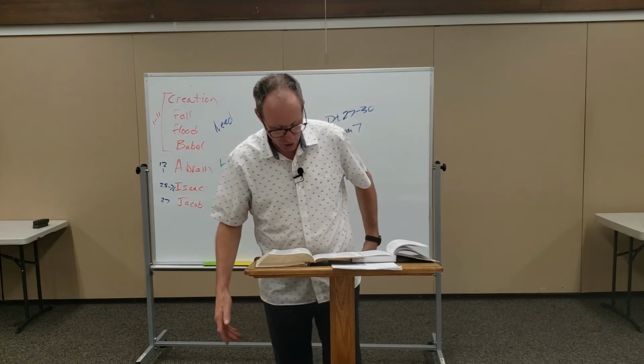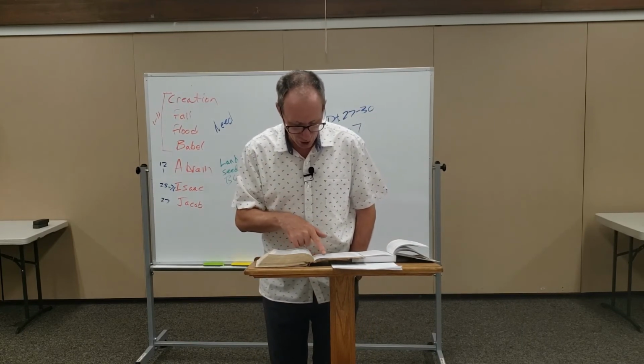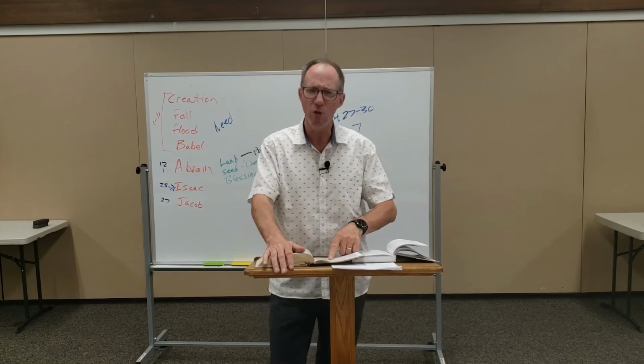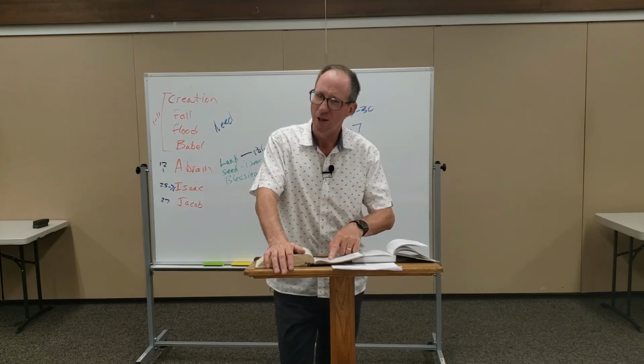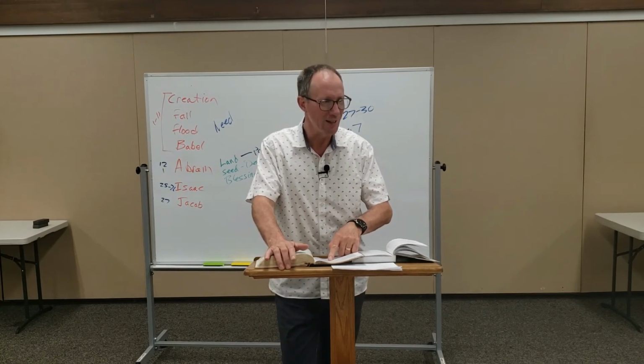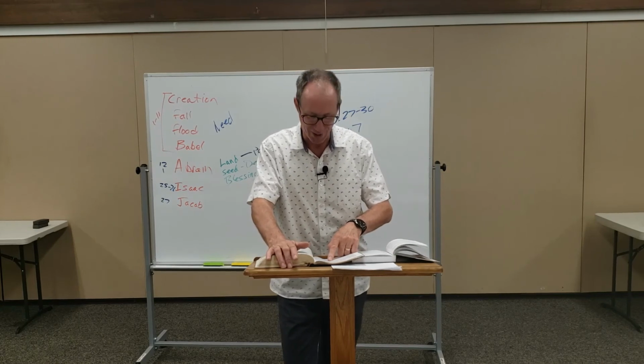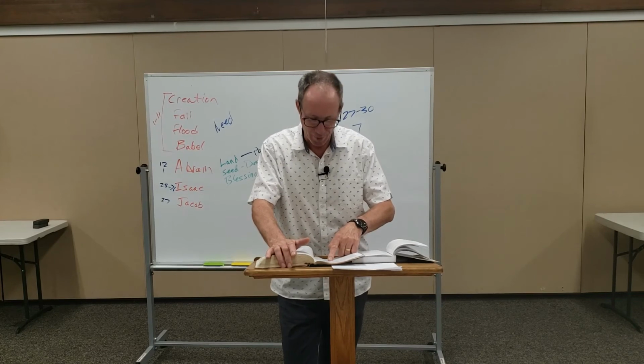Your offspring will be like the dust of the earth, and they shall spread abroad to the west and to the east, to the north and to the south. And in you and your offspring shall all the families of the earth be blessed. Have you heard that before? There's a land, there's a descendant, and there's a blessing. There it is. Confirmed now through Isaac, now to Jacob.